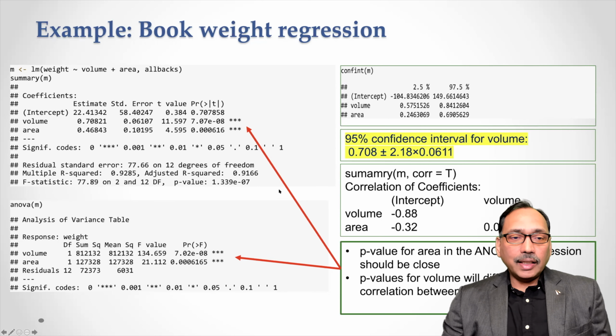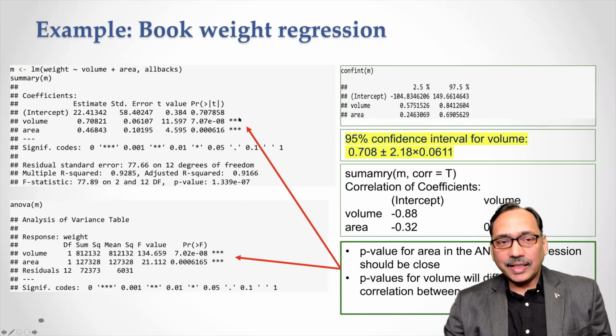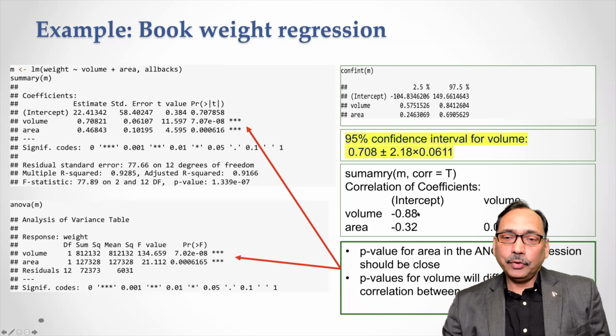Also, another thing we can get along with summary, when you are printing this summary M, if you put a comma and also say correlation equals TRUE, it will give you the correlation of coefficients, and that's very helpful in figuring out, like in this case, the intercept is not statistically significant. And you find that the intercept has negative 0.88, so quite high correlation with volume.